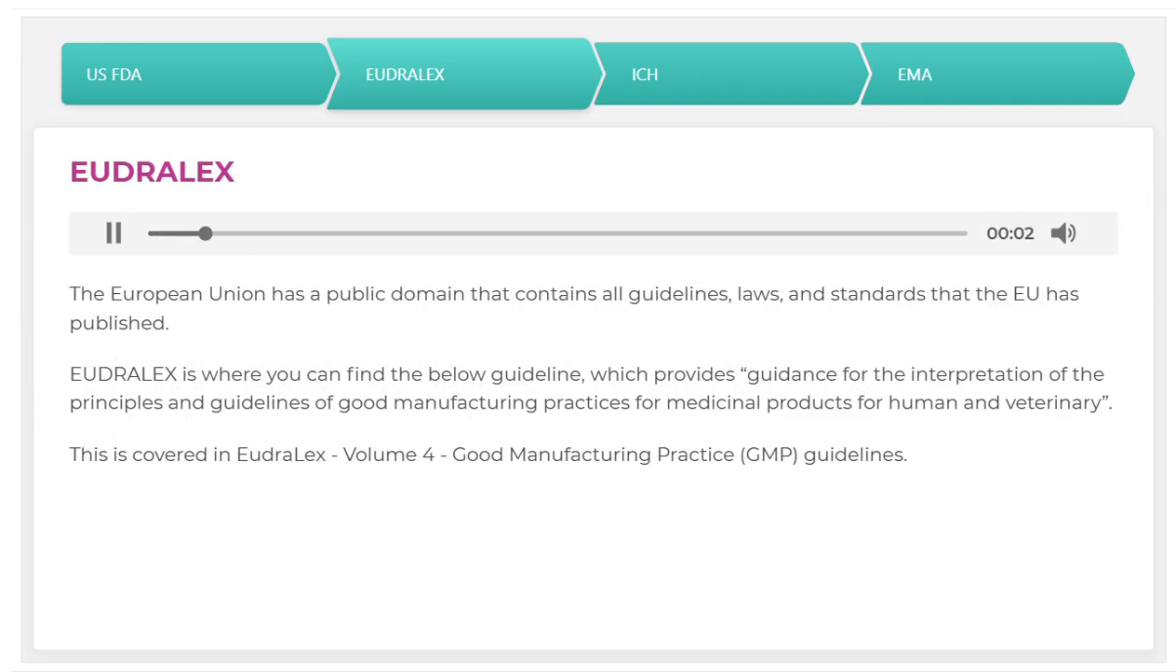EudraLex. The European Union has a public domain that contains all guidelines, laws, and standards that the EU has published. EudraLex is where you can find the below guideline, which provides guidance for the interpretation of the principles and guidelines of good manufacturing practices for medicinal products for human and veterinary use. This is covered in EudraLex, Volume 4, Good Manufacturing Practice Guidelines.